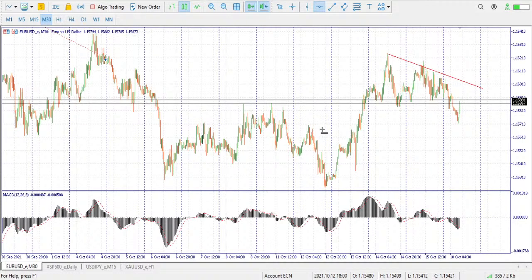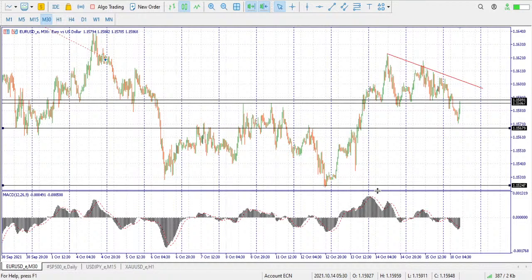Have your first take profit here. This is 1.15679, and the next take profit is this one, 1.16247. So we'll sell it there. We have our stop loss, and then we have our first take profit, and then the next take profit is this one here.